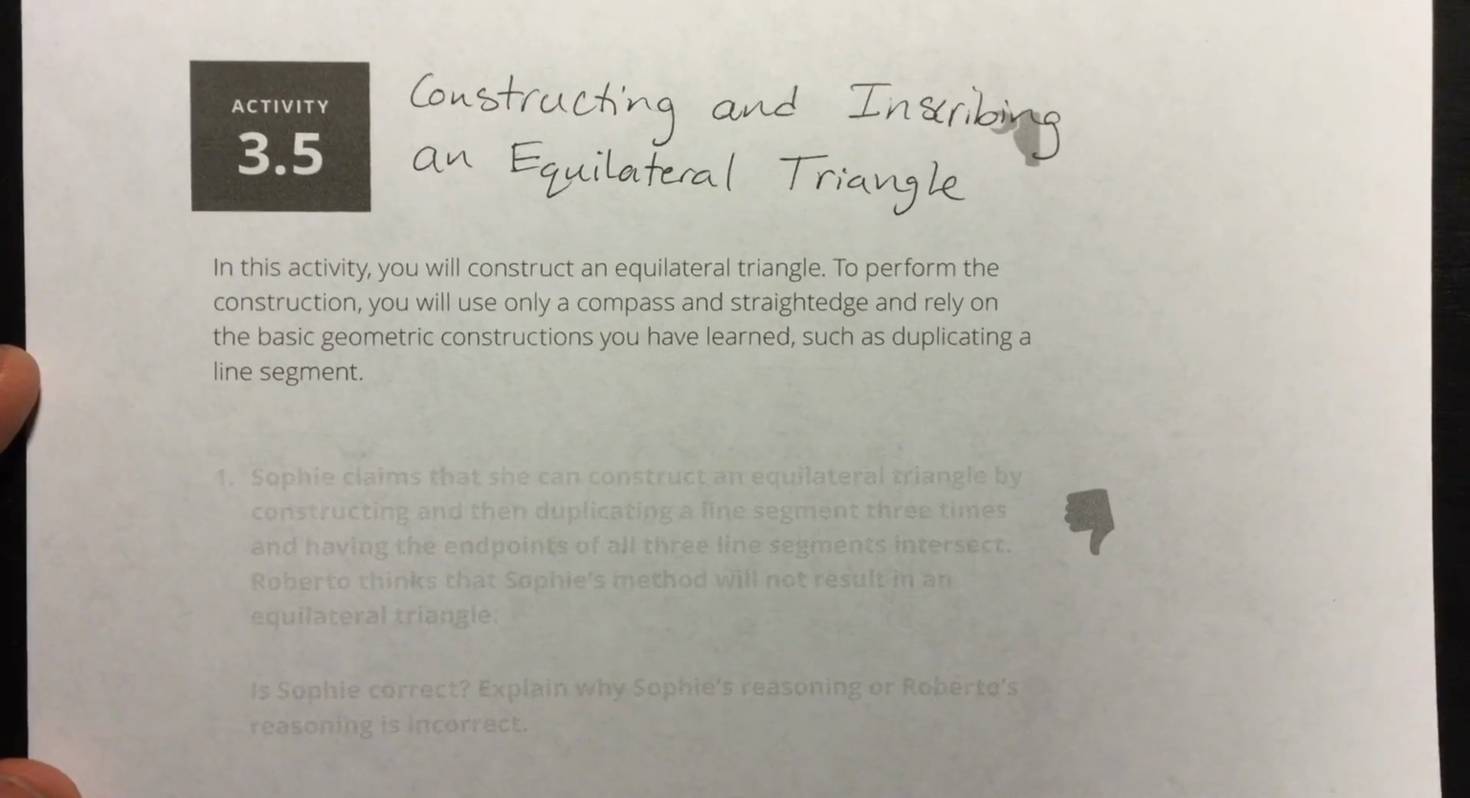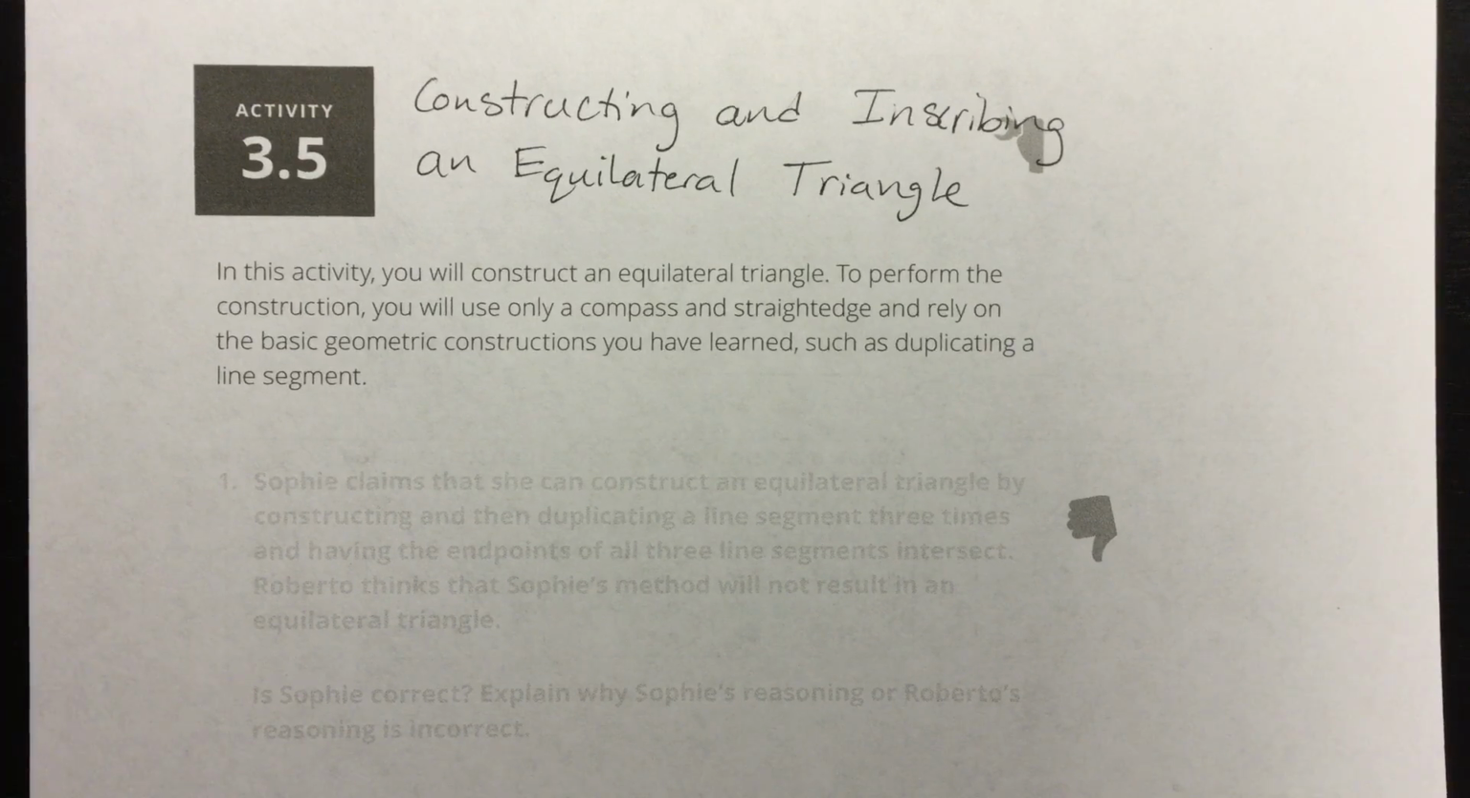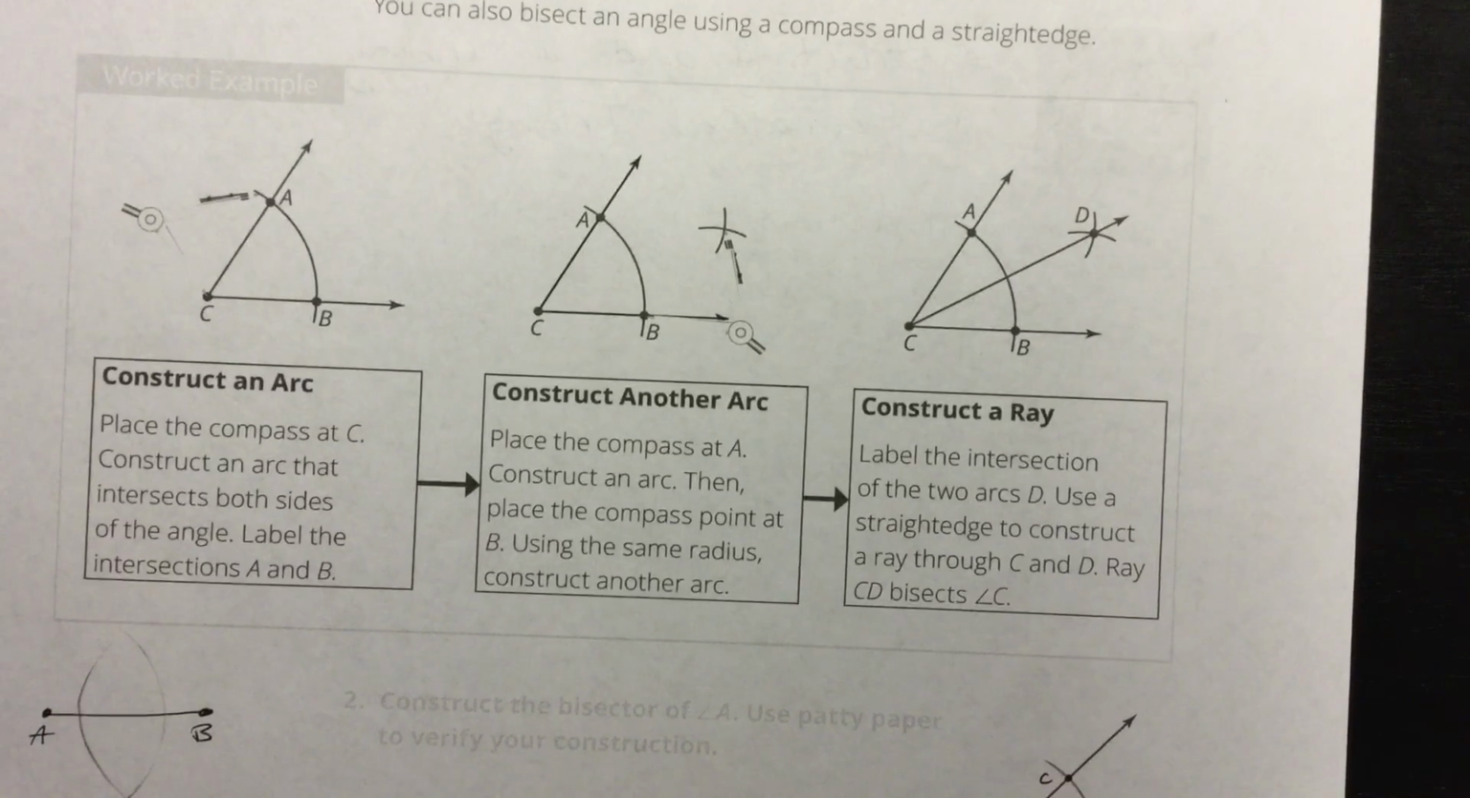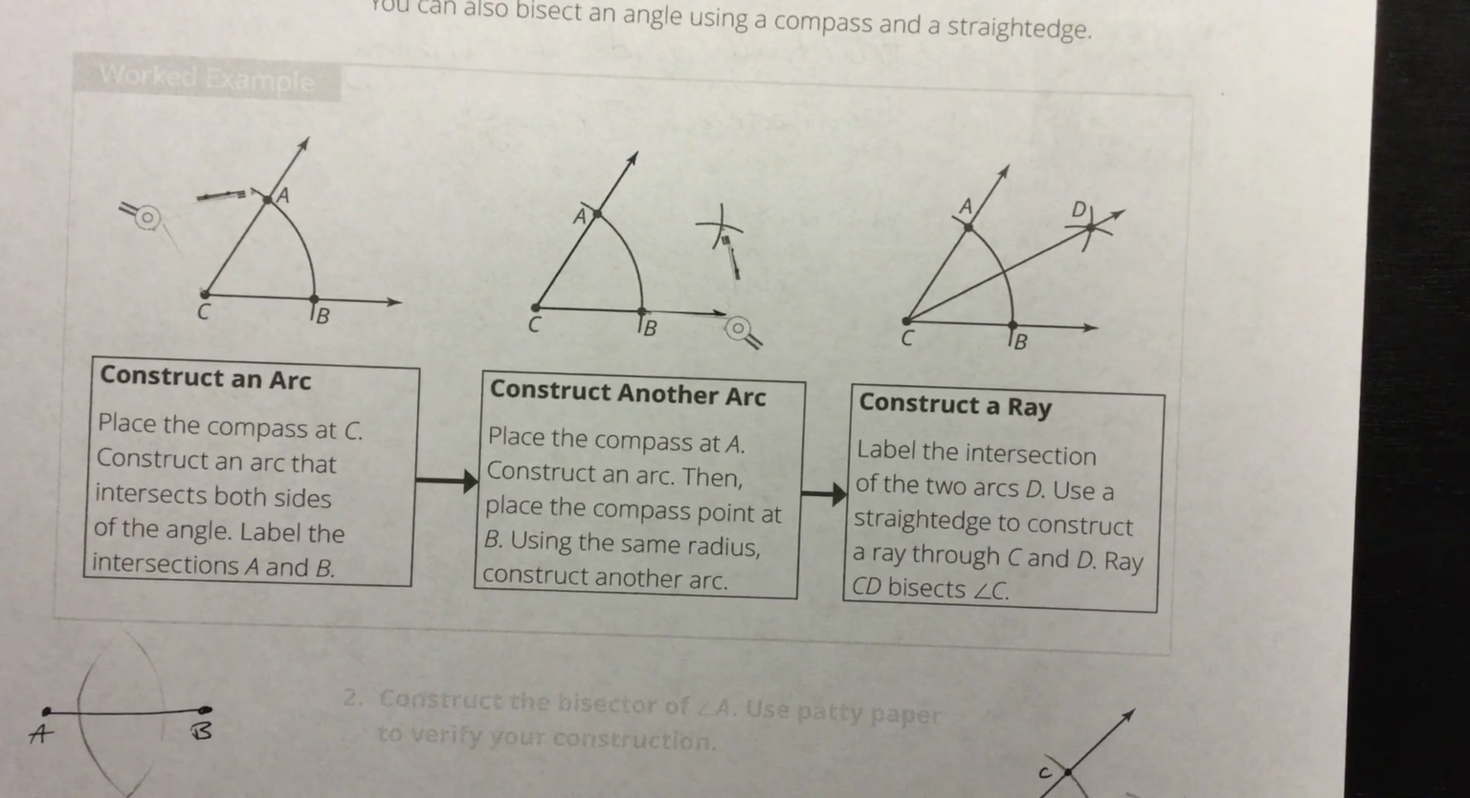Next we'll be constructing and inscribing an equilateral triangle, which is for the next thing. But for now, bisecting an angle, we know how to do that. We know how to duplicate an angle. We know how to bisect an angle. We know how to translate an angle with patty paper. We know how to do lots of stuff now.